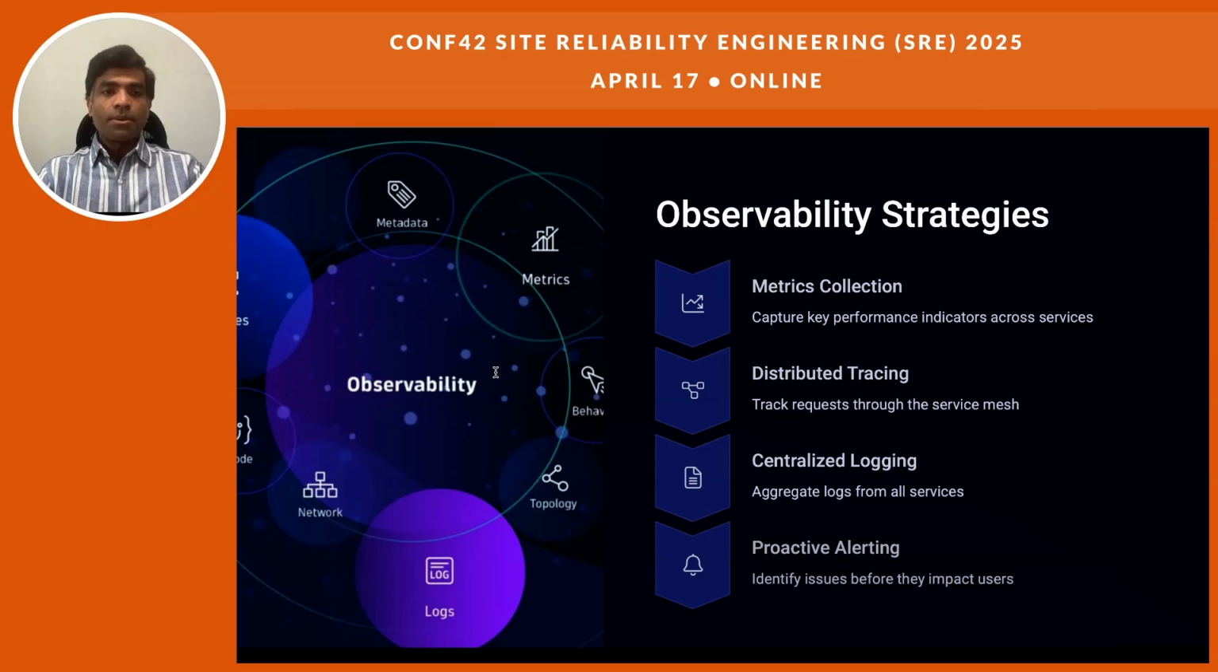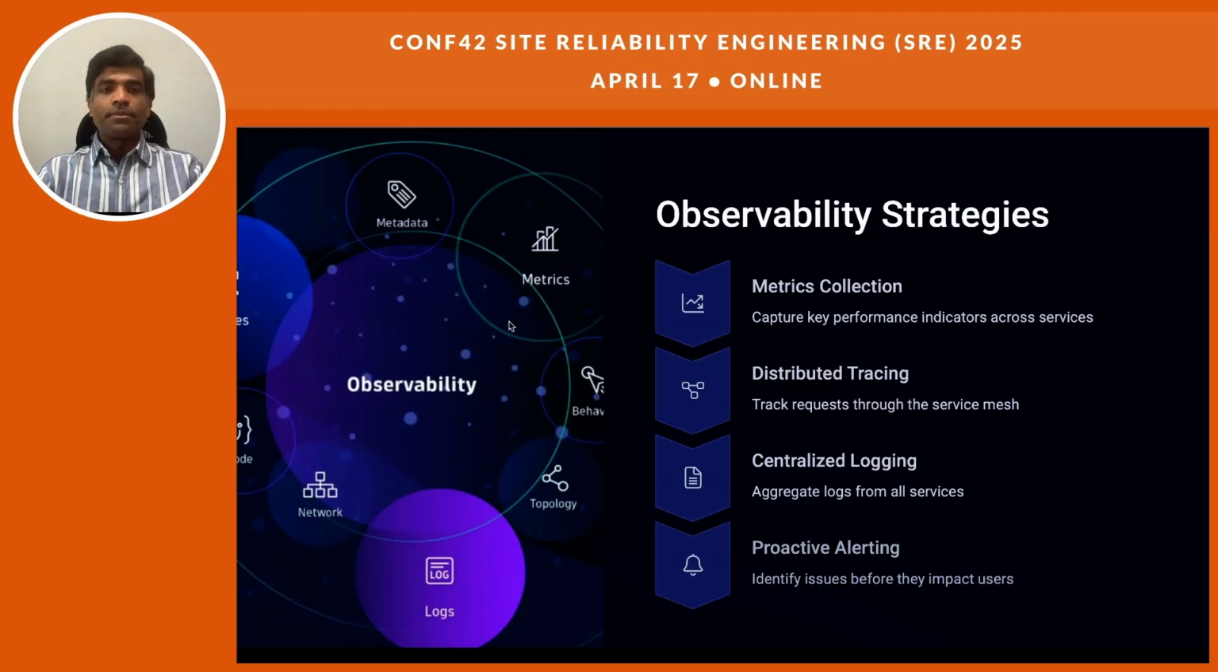Another vital component of observability is distributed tracing, which provides a comprehensive view of how requests propagate through the service mesh. Distributed tracing helps us identify bottlenecks, latency issues, and service level failures by pinpointing the exact service or component responsible for the errors, or you can say disruptions.